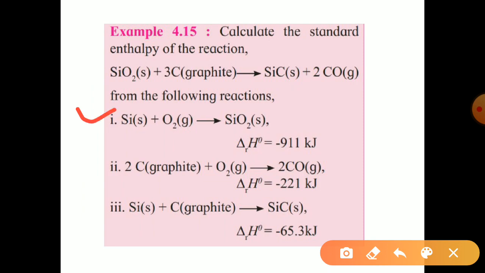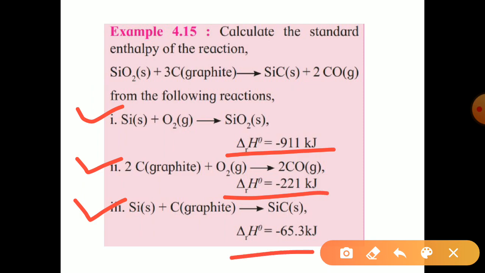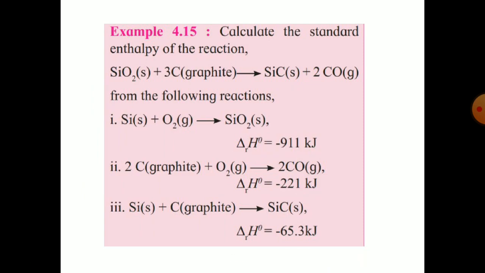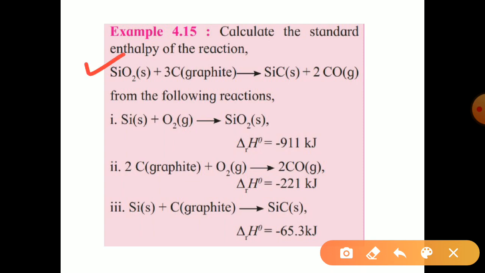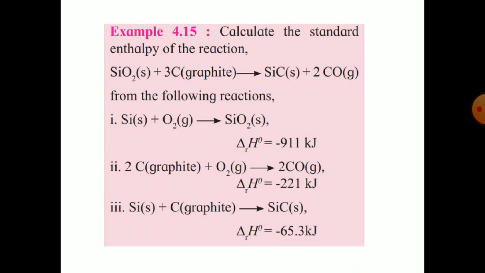And these reactions are provided with their standard enthalpies. Now what do we want on the left hand side? Just see, SiO2 we need 1 mole. On the left we need 3 moles of graphite. On the right we need 1 mole of silicon carbide and 2 moles of carbon monoxide.